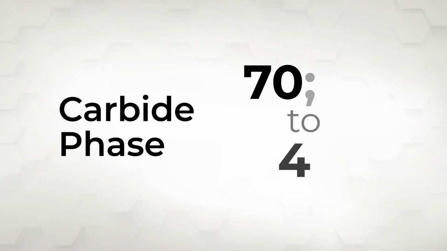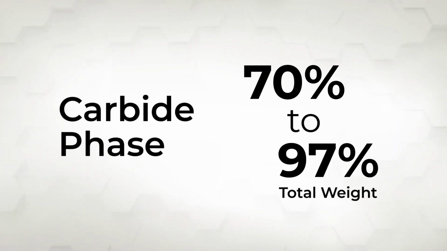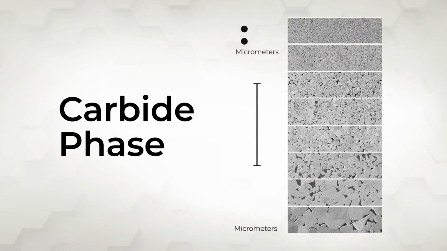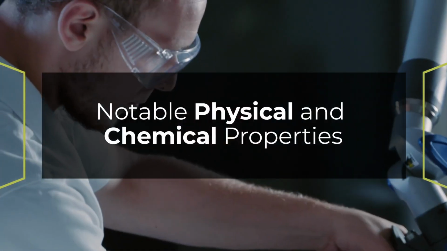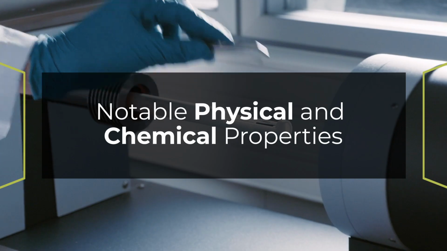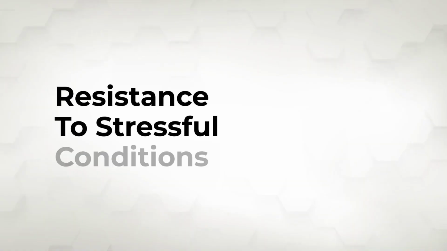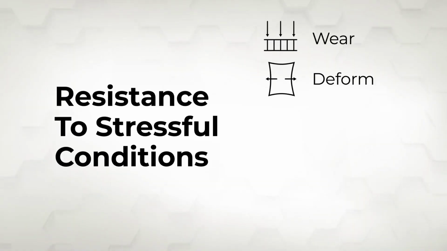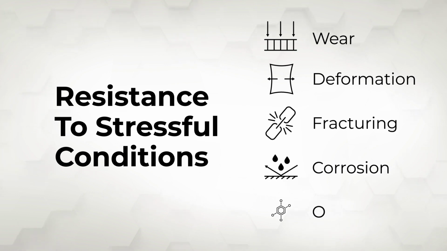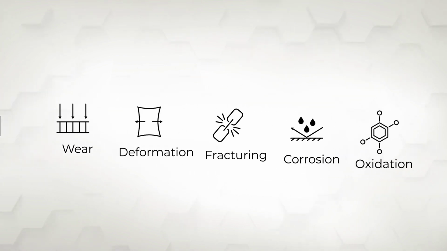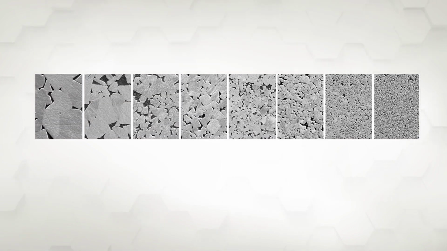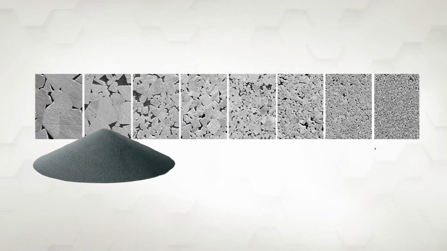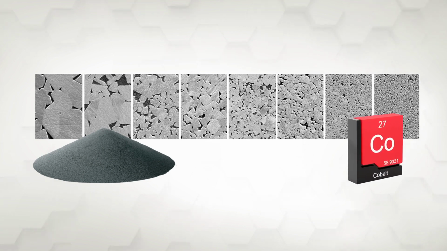The tungsten carbide hard phase is generally between 70% and 97% of the total weight of the composite, and its grain size averages between 0.4 and 10 micrometers. Cemented carbides have notable physical and chemical properties, including resistance to stressful conditions like wear, deformation, fracture, corrosion, and oxidation. These properties can be fine-tuned to optimize for different applications. This is done by changing parameters, like the size of the tungsten carbide grains or the amount of cobalt content.